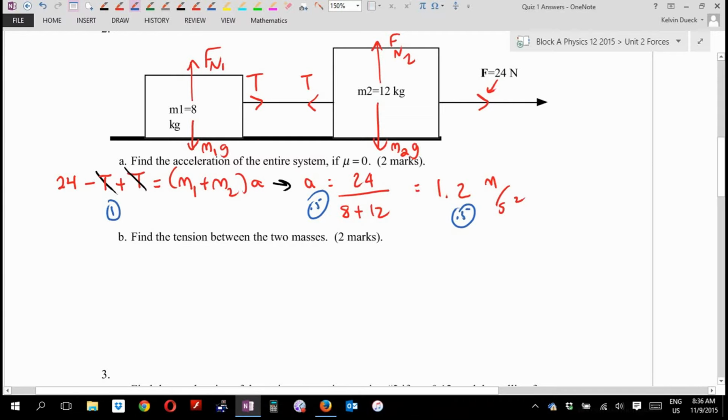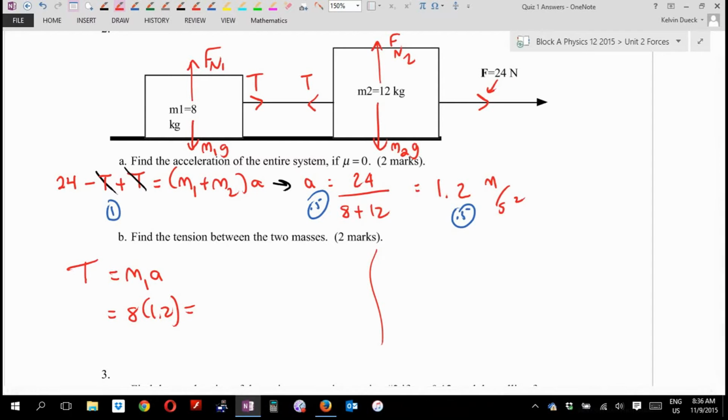I'm going to find the tension from mass 1. If I found the tension from mass 1, I'd have winner equals M1A. It's going to be 8 times 1.2. 8 times 1 is 8. 8 times 0.2 is 1.6. So it's going to be 8 plus 1.6, or 9.6 newtons. Is that right, I hope?